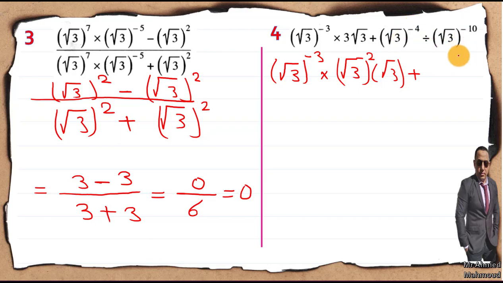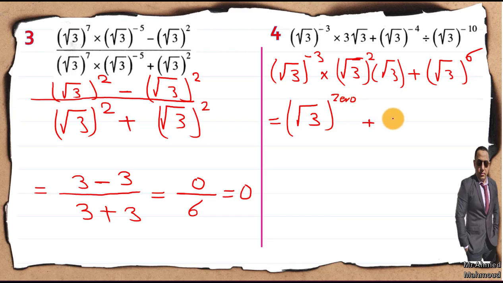I can subtract the powers: root 3 power negative 4 minus 10. Negative 4 minus 10 equals negative 14, so the power is negative 4 minus 10 equals 6. Okay, here equal root 3 to the power negative 3 plus 2 plus 1. Sorry, negative 3 plus 2 plus 1. Negative 3 plus 2 equals negative 1, plus 1 equals 0.